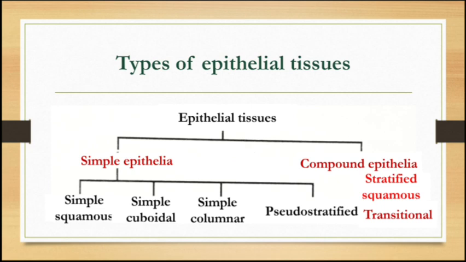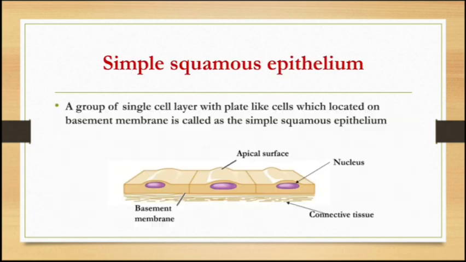Then, in your syllabus, we consider stratified squamous epithelia as the only compound epithelia, but transitional is an example that's given in your resource book, but we will further discuss only stratified squamous epithelium. So let's identify what the simple squamous, simple cuboidal, simple columnar, pseudostratified and stratified squamous epithelia are.